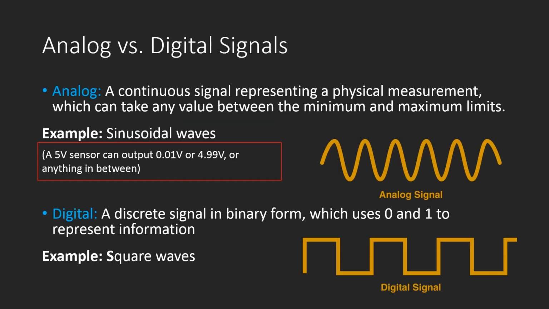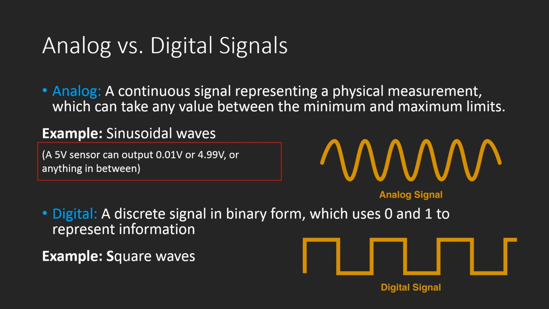Now, it's important that you understand the difference between analog and digital signals because sensors can output measurements in either form. An analog signal is a continuous signal that represents a measurement of the physical world. It can take any value between the minimum and maximum limits. An example of this is a sinusoidal wave. Let's say, for instance, that you are using a 5V sensor. The signal output by this sensor can be 0.01V or 4.99V or anything in between. So the values contained in an analog signal are infinitesimal.